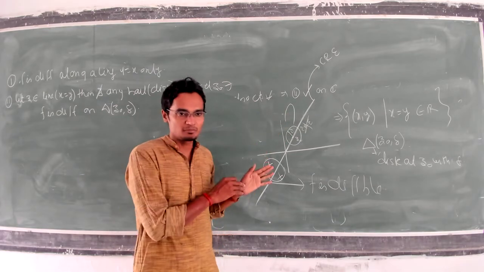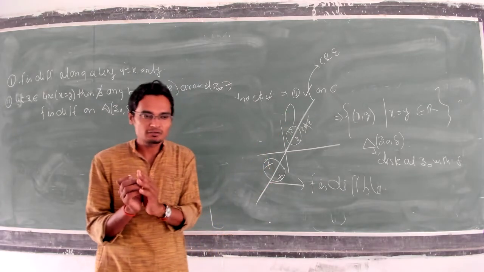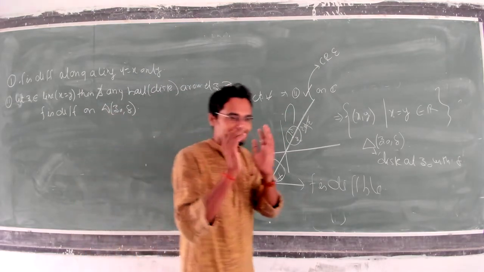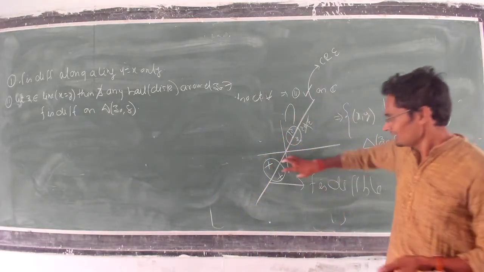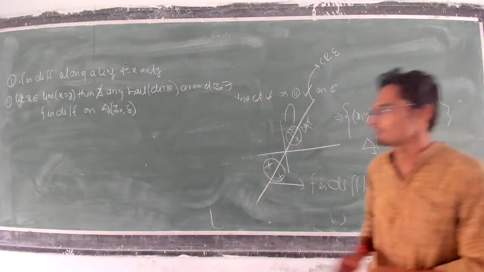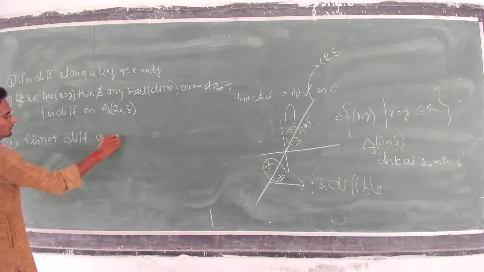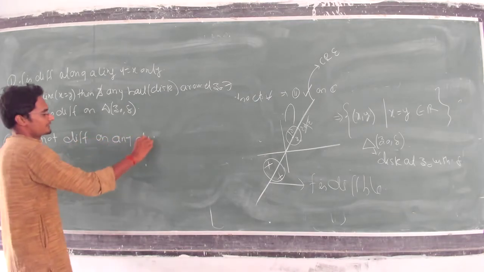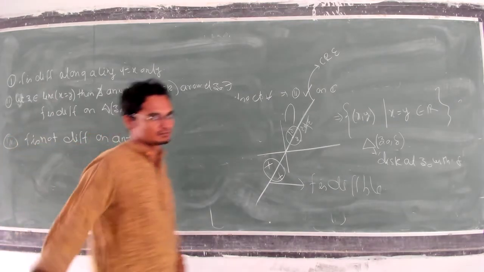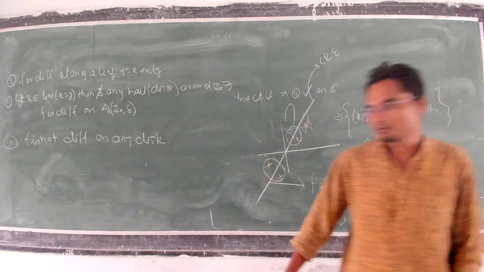This we had already proved. So what I conclude is that the function is differentiable, but it is not differentiable in a disk. That's what I want to conclude. The third one: f is not differentiable on any disk. That's all. Or you can say the ball.